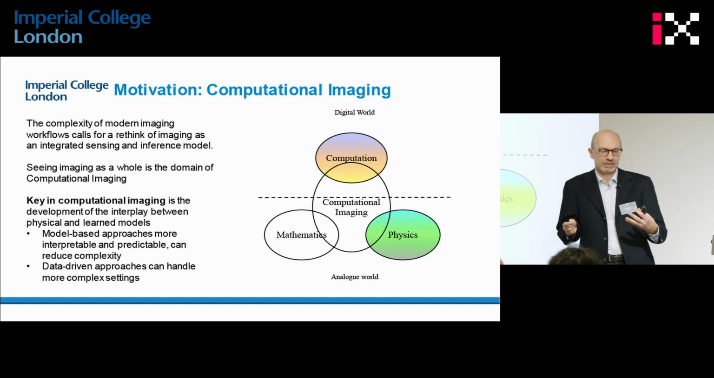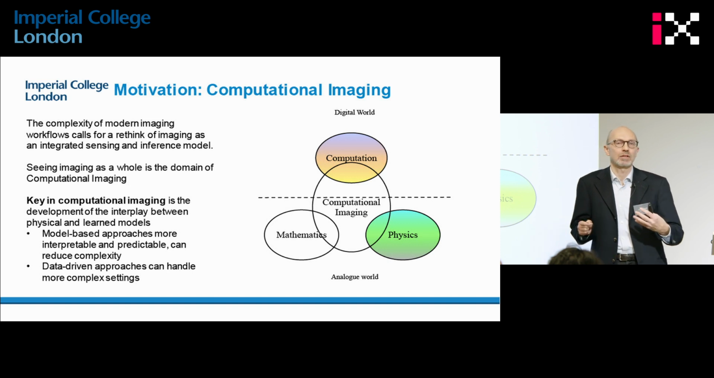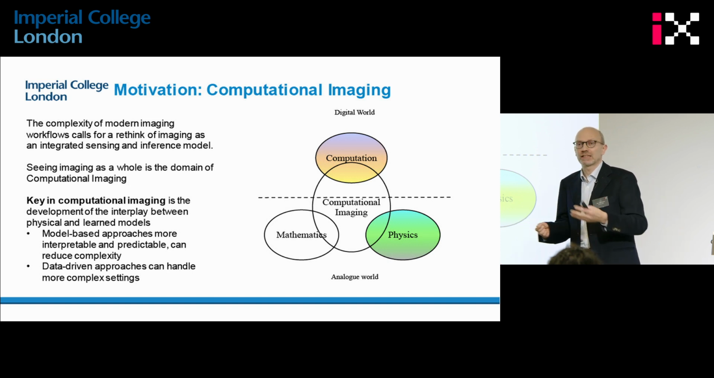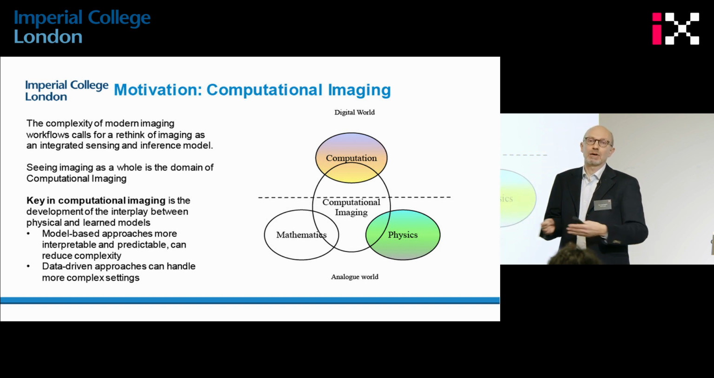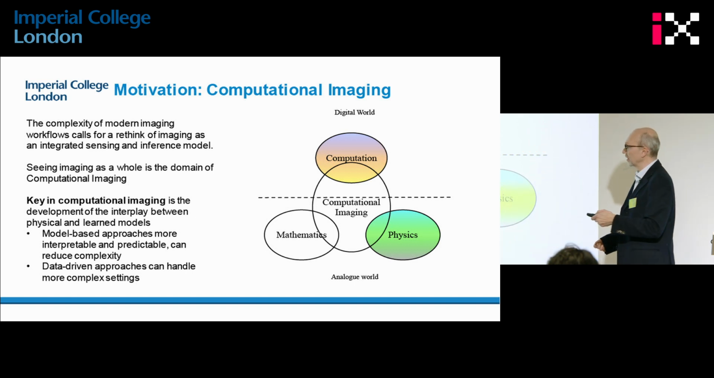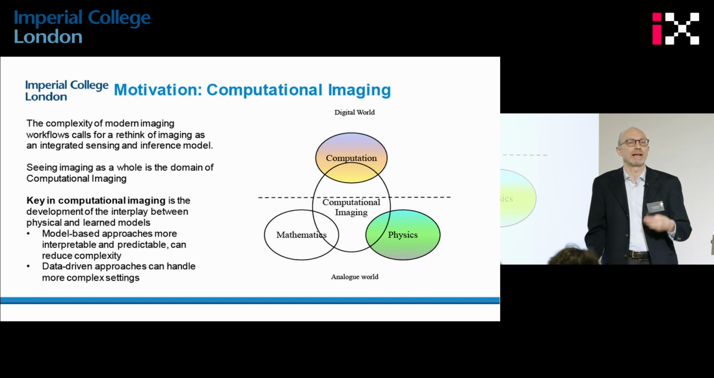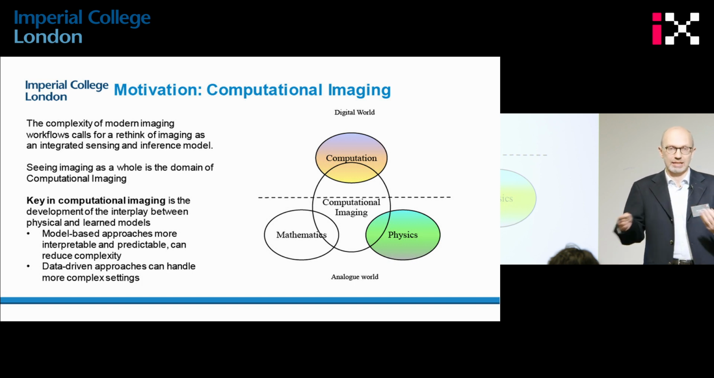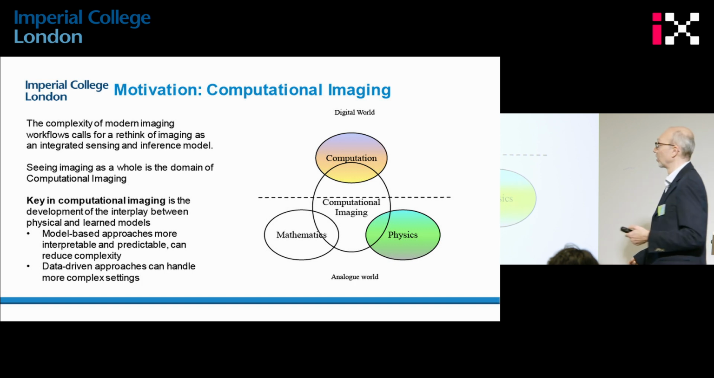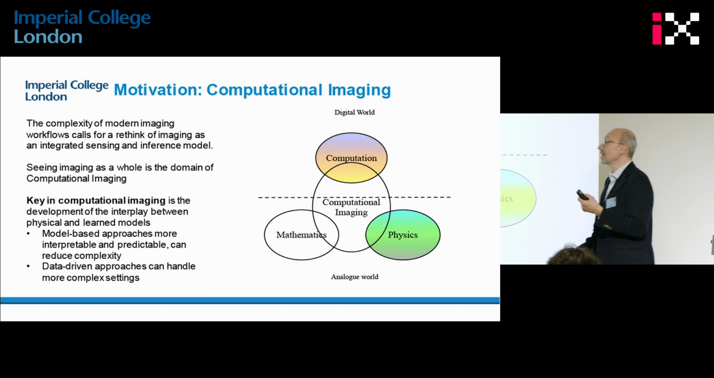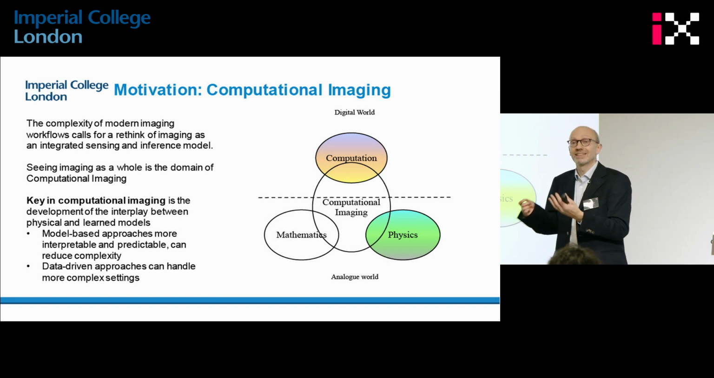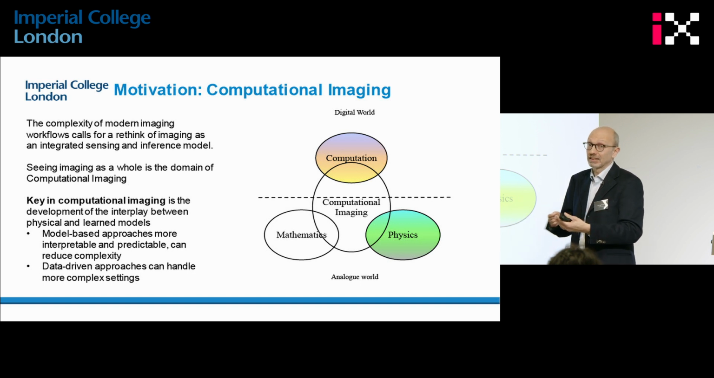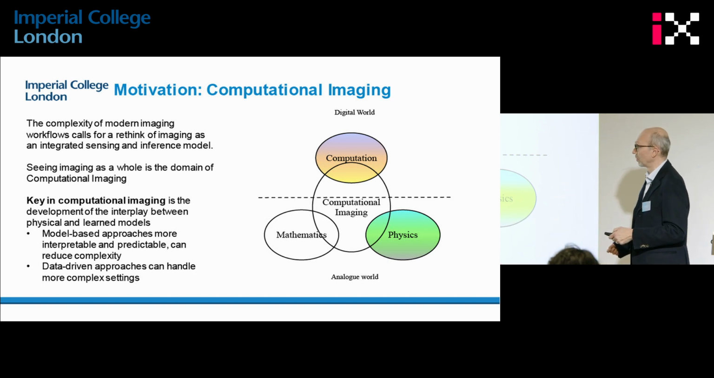Now, in the past, we would get some data with some acquisition devices, and then we would just derive some computational algorithm on the data, completely forgetting about where the data is coming from. The idea of computational imaging is to be at the interface between these two domains, the analog and the digital domains, and to look at both domains jointly. Key to achieving that is to develop the right interplay between data-driven methods and the physics of the problem.